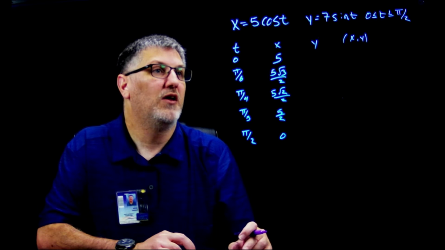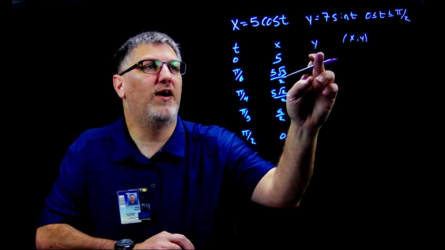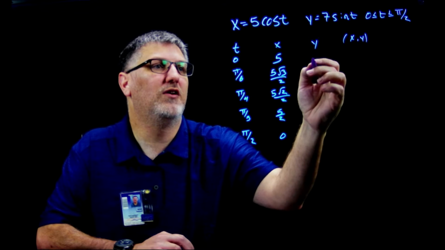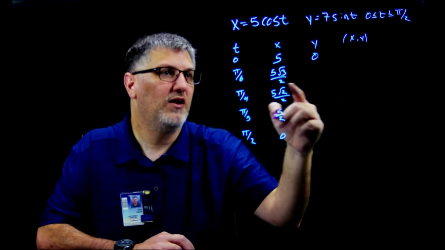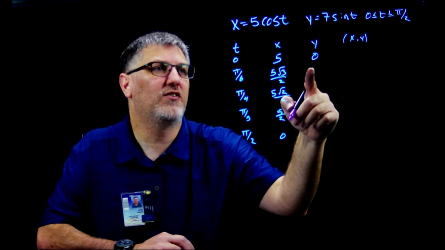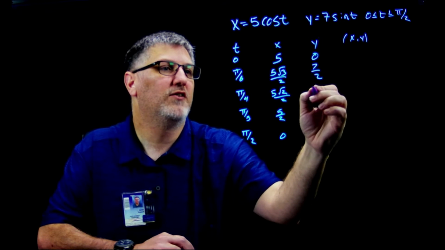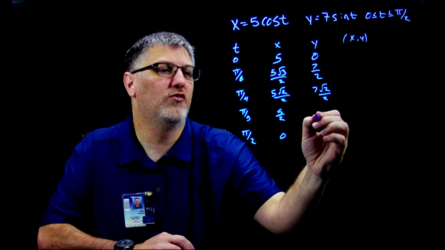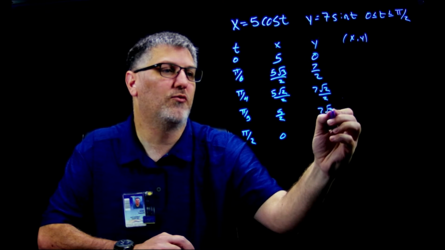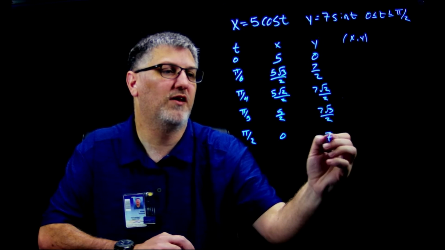All right, so let's look at my y values. Sine at 0 is 0, but sine at pi over 6 is 1/2, so this is 7/2 because I'm multiplying it by 7 now. This becomes 7 root 2 over 2. This becomes 7 root 3 over 2, and then this becomes 7.